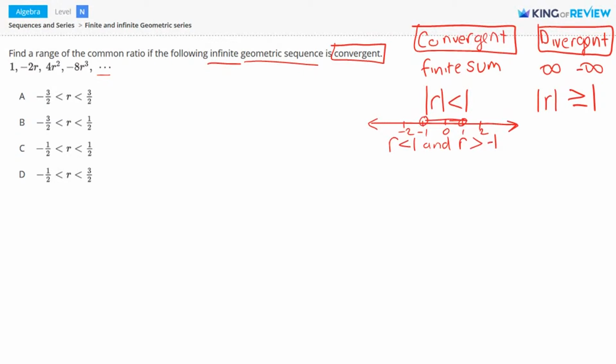And how do we represent this? R is less than 1 and r is greater than negative 1. And when you put these two together, we get negative 1 is less than r and r is less than 1. So this is the condition that must be met for a series to be convergent.